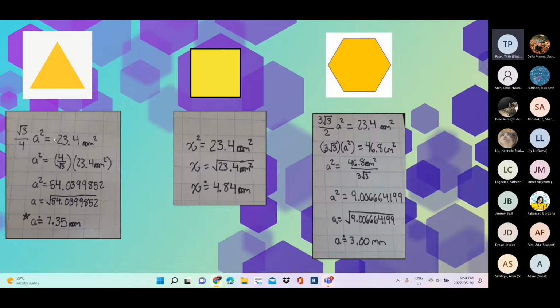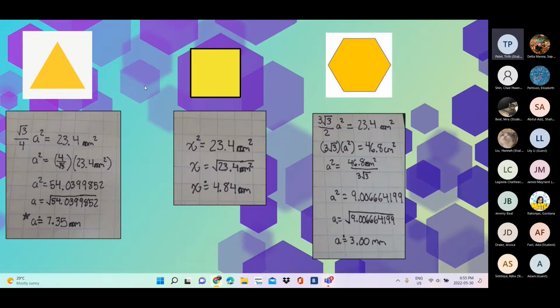In this case, after substituting in the area of one cell and doing some math, we found that the side length of one equilateral triangle with an area of 23.4 millimeters cubed is approximately 7.35 millimeters. I did the same with the square, which came to 4.84 millimeters, and with the hexagon, which came to 3 millimeters. Before we move on, we can also see that the honeycomb conjecture is essentially being proved here as well, because all three shapes have the same amount of area.